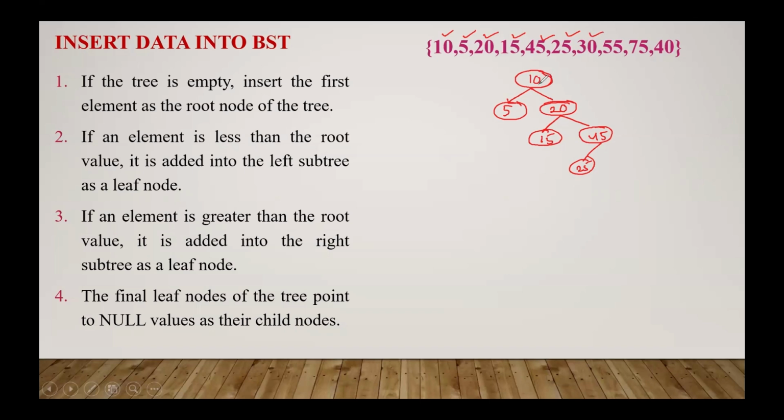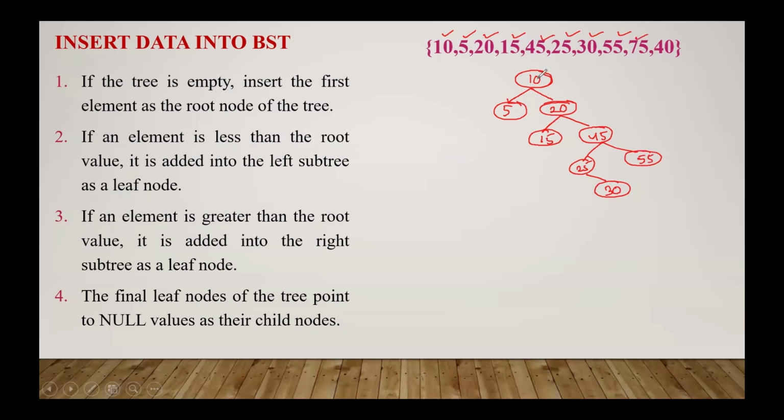Then 30. 30 is greater than 10, greater than 20, less than 45, but greater than 25. So we make this 30. Then 55. 55, what happens? We have to traverse from 10. It is greater than 10, greater than 20, greater than 45. So it becomes the right child of 45.